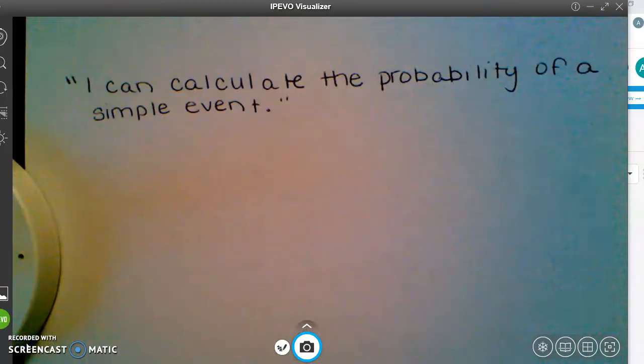Okay, so today our I can statement, or our goal that we're trying to achieve by the end of this lesson, is I can calculate the probability of a simple event. So you guys actually did this whenever I was out on maternity leave, but I need to make sure that you really understand it before we move on to compound events. Because if we don't get simple events, there's no way we can do compound.